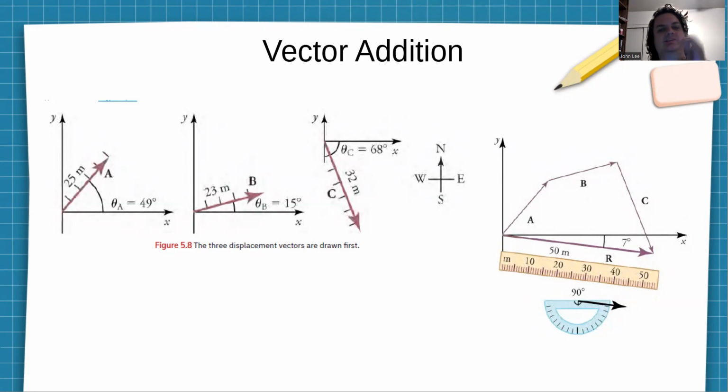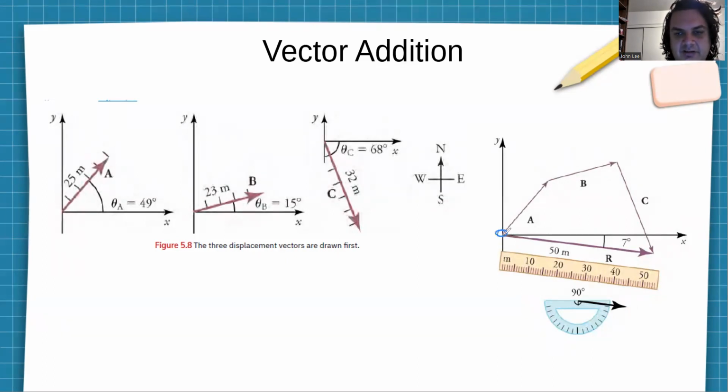And C is a third vector with a magnitude of 32 meters, pointing at an angle of 68 degrees below the x-axis. Then all you need to do to add them together is take one of them, and then the next one. The first one goes from tail to tip. So on our diagram, we have A, B, and C added together.